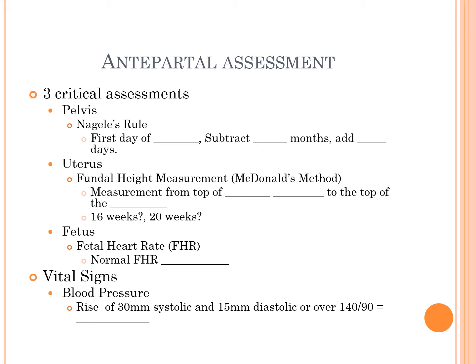So we have Nagel's rule. You take the first day of the menstrual period and you subtract 3 months and add 7 days. And this is usually going to give you your exact due date.